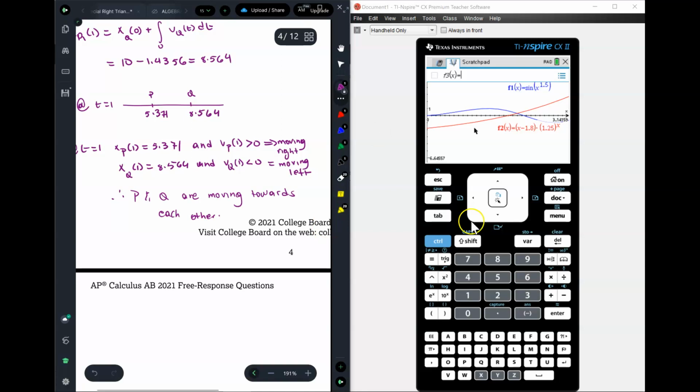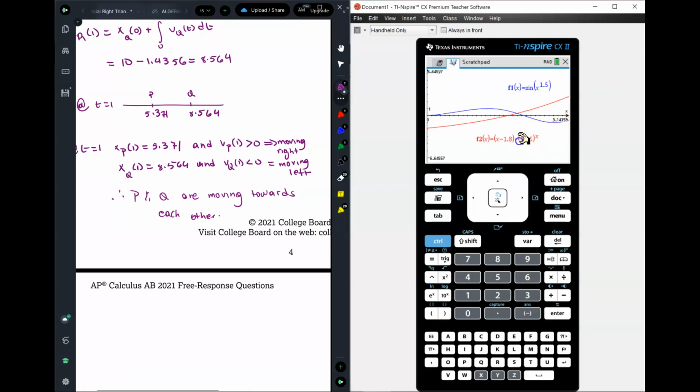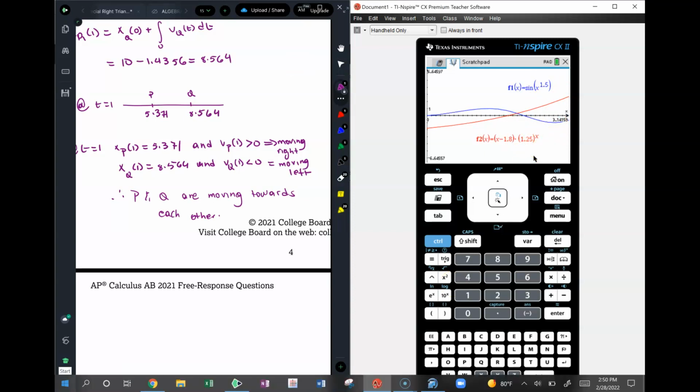So the story is different towards the end, right? Now they're going to pass each other, and they're going to be moving in opposite directions, so they're moving away from each other. So they're moving towards each other, then at the point where they intersect, they're at the same position. Therefore, P and Q are moving towards each other.